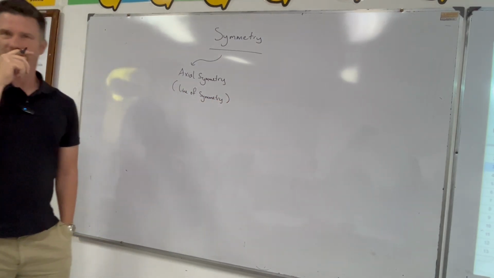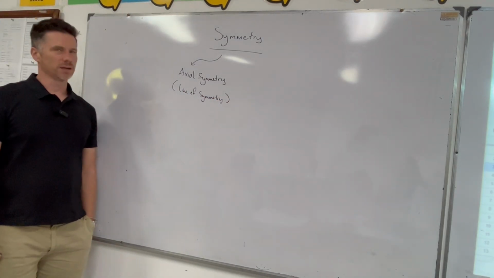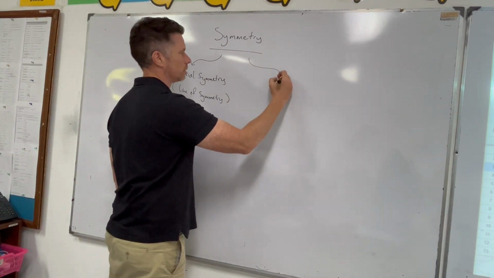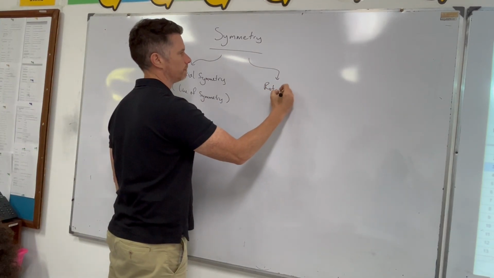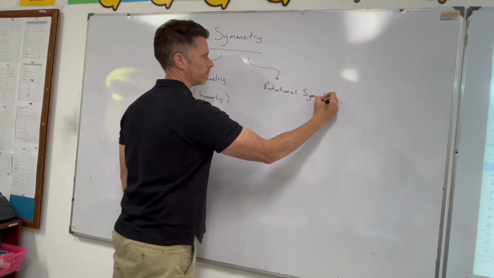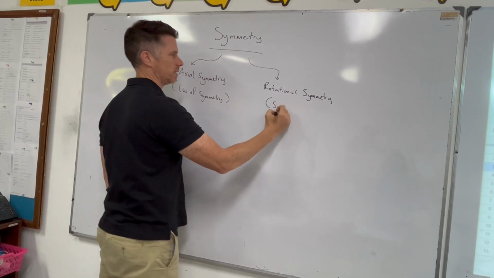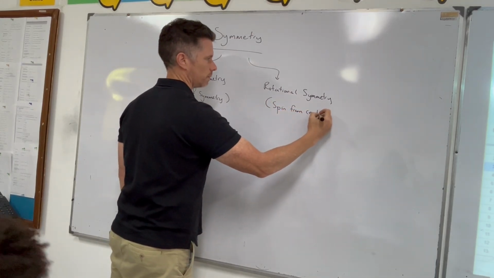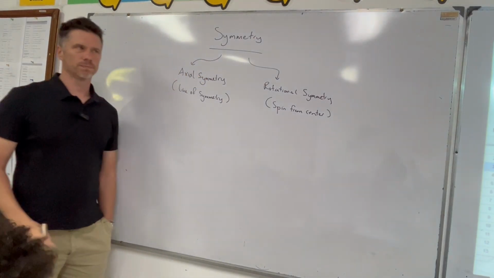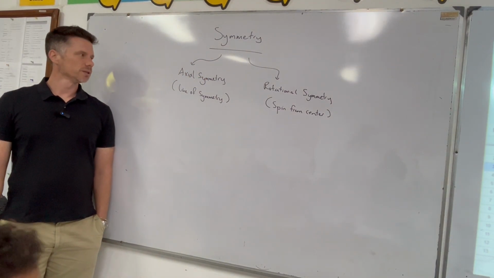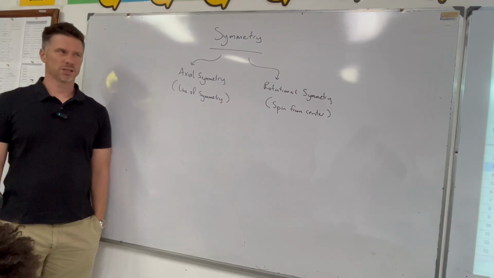Axis is a name for a line. So it has a line of symmetry. There's also another type of symmetry called rotational symmetry, and that is when we spin something from the center of the shape. We'll look at that in a second, but let's talk about lines of symmetry.